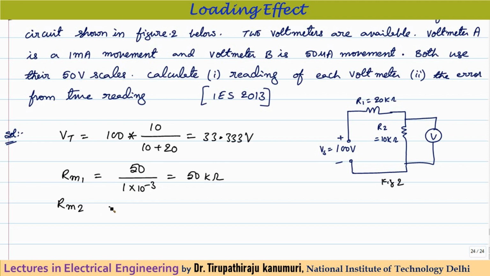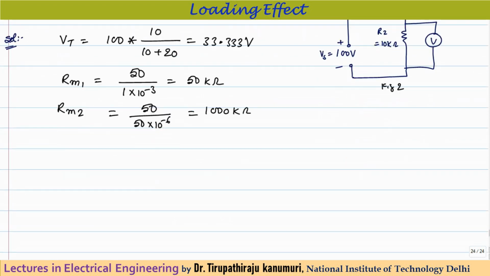Similarly, the resistance of meter number 2: again for measuring 50 volts, it is taking 50 microamperes, so 50 into 10 to the power of minus 6. When you substitute this, you will get 1000 kilo ohms. So the second instrument has a resistance of 1000 kilo ohms. Let us take the voltmeters one by one and analyze each.